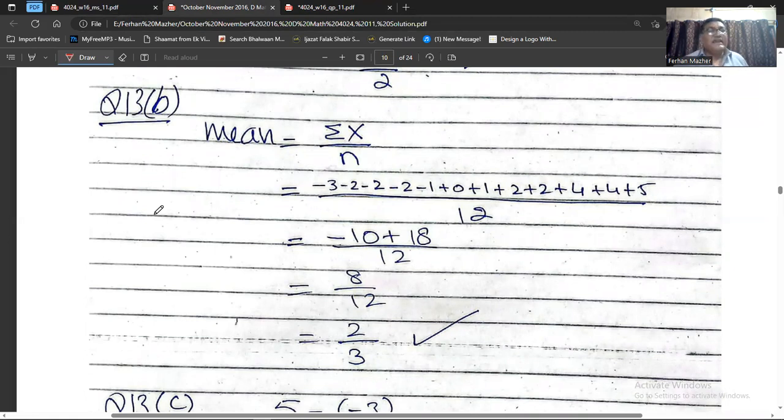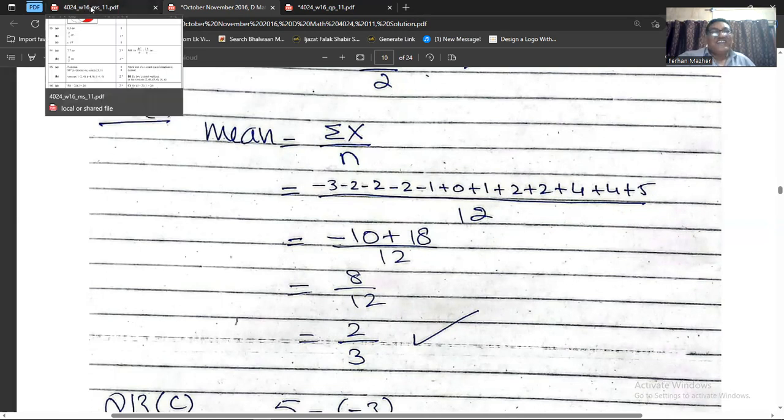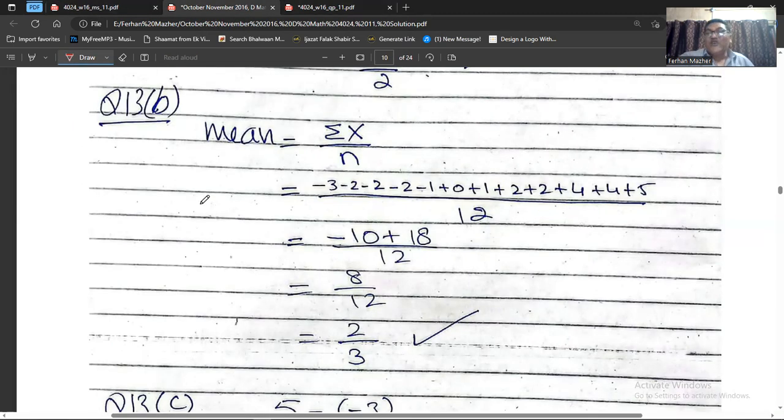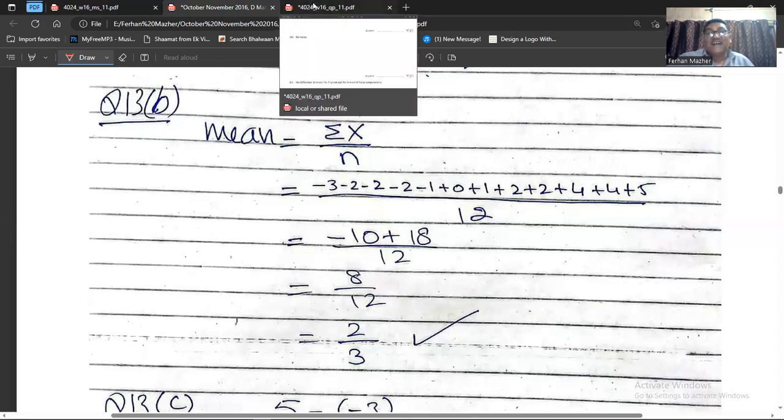If you add up all the negative numbers, it will be -10. If you add up all the positive numbers, it will be +18. So the whole thing divided by 12, and you have 8 divided by 12. Cancel it with 4: 2 fours are 8, and 3 fours are 12. So it will be 2 by 3. 2 by 3 is the right answer, sir. I hope you understand how we are finding the mean of open data.